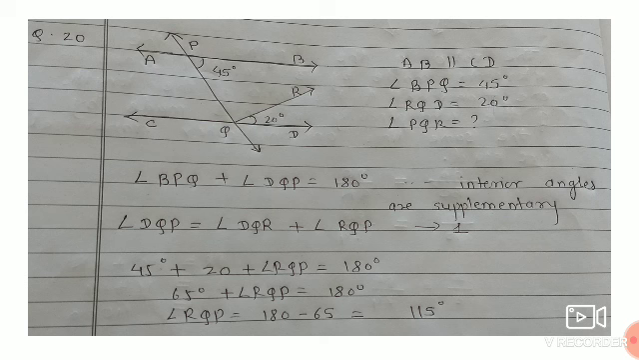And the last question of this exercise. In the adjoining figure, line AB is parallel to line CD and line PQ is their transversal. So angle BPQ is equal to 40 degrees and angle RQD is equal to 20 degrees. Then find angle PQR. We have already solved such types of examples.